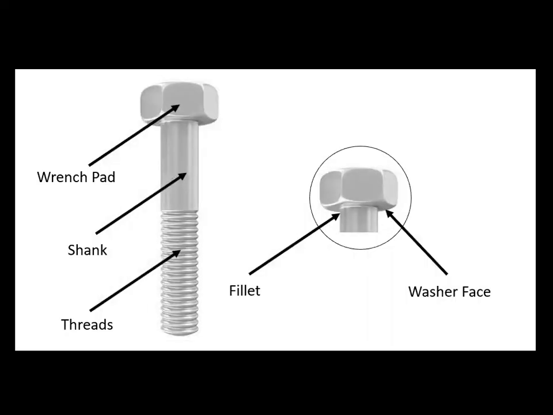Threaded fasteners used in automotive applications are classified by the Unified National Series using four basic categories: the Unified National Coarse, UNC, or NC National Coarse; the Unified National Fine, UNF, or NF National Fine; the Unified National Extra Fine, UNEF, or NEF National Extra Fine; and Unified National Pipe Thread, UNPT, or NPT National Pipe Thread.